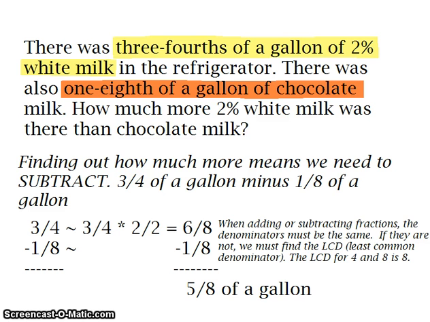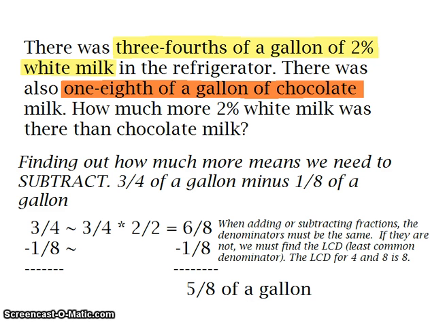Okay, whenever you're subtracting fractions, you need to make sure that your denominators match or they're alike. In our problem, we have a 4 in our denominator, and also we have an 8. We need to find the LCD, or least common denominator, for 4 and 8. The LCD for 4 and 8 is 8.